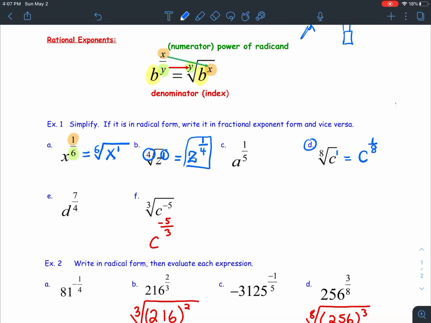Okay, and finally, we'll go ahead and do example E. We're going to write this one as a radical. So put our fraction bar with a d. Remember whatever's in the numerator, that's going to become the exponent on the d, and whatever's in the denominator, the 4, that would become the index. So this answer would be the 4th root of d to the 7th.